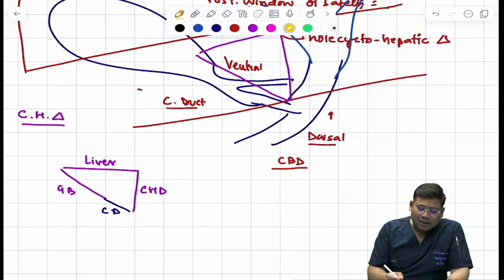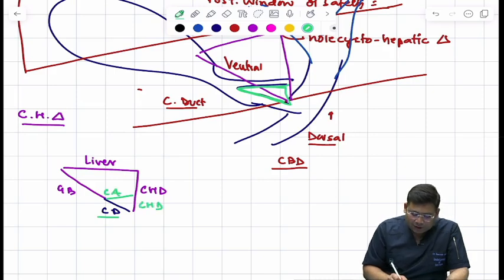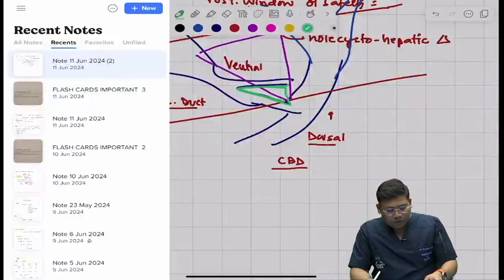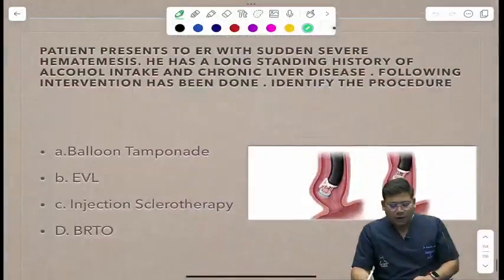If someone asks you, then what is Kellogg's triangle? This triangle is Kellogg's triangle. So what is the boundary of Kellogg's triangle? Cystic duct, cystic artery and common hepatic duct. This is what is Kellogg's triangle. So without wasting time, let us go to the very next question.